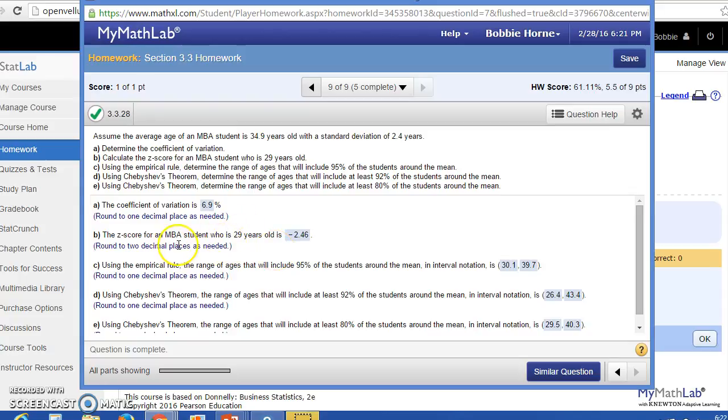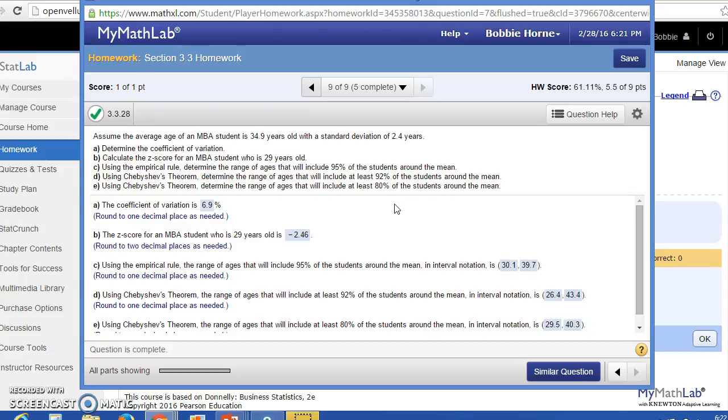The z-score for an MPA student who is 29 years old: you take 29, which is your data value, minus your mean, and divide by your standard deviation. And that is how you get the z-score. Remember, to get the z-score, you take your data value and you always subtract the mean and divide by your standard deviation.